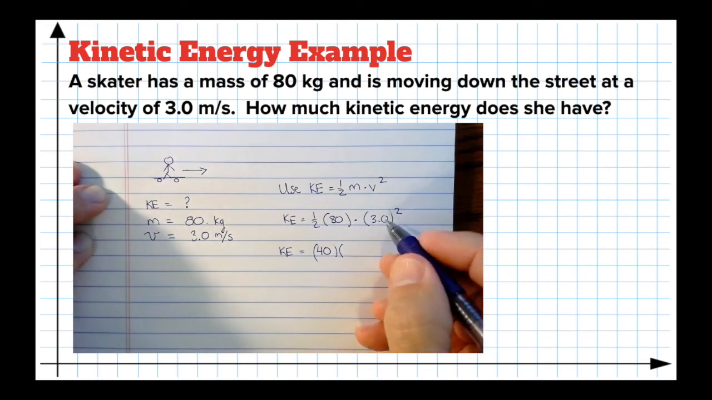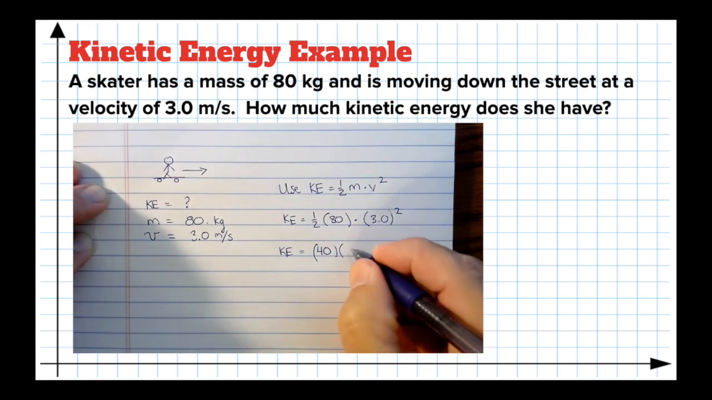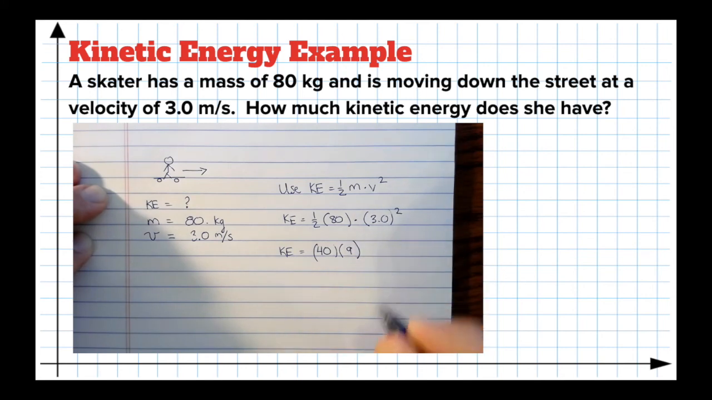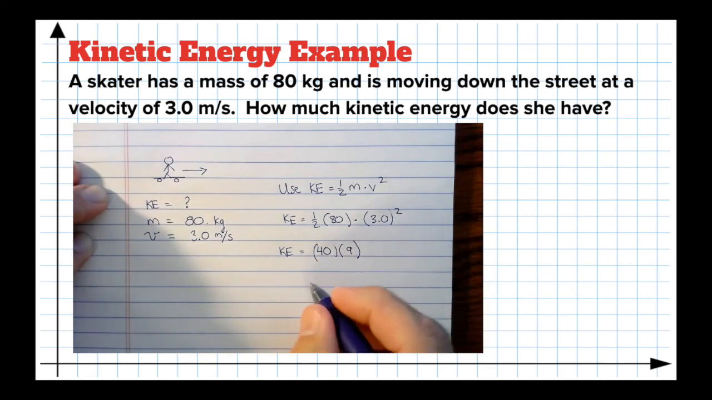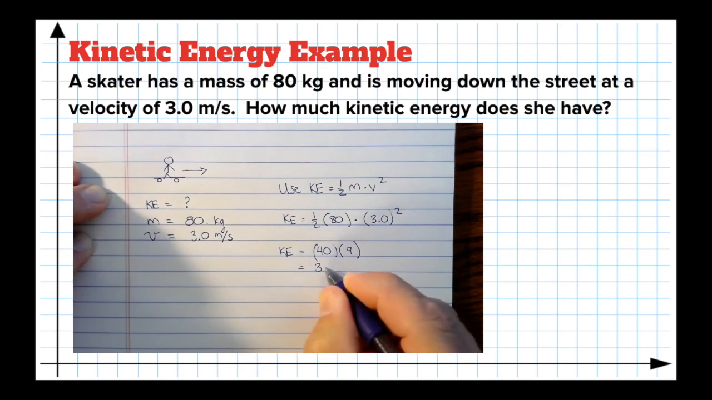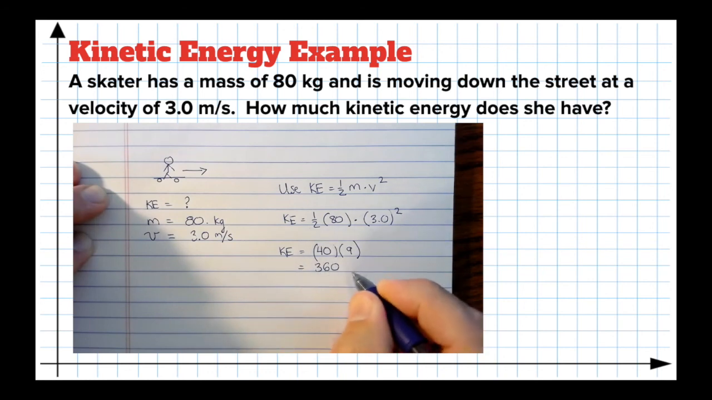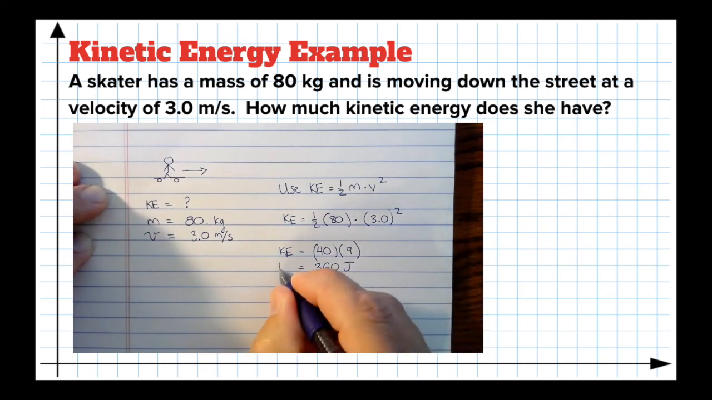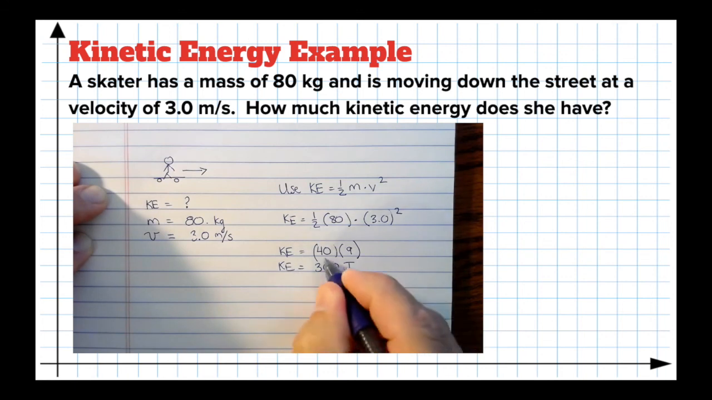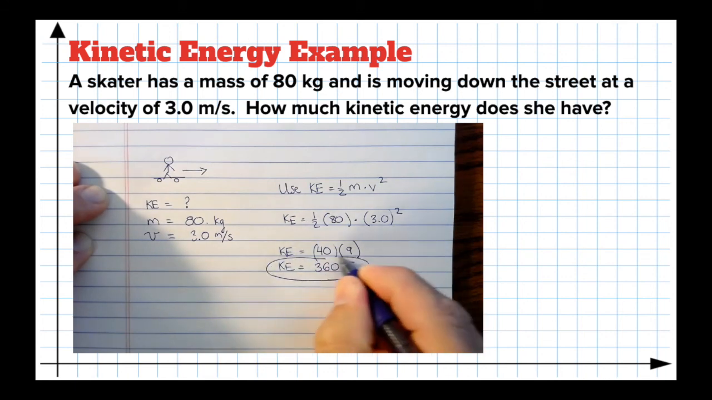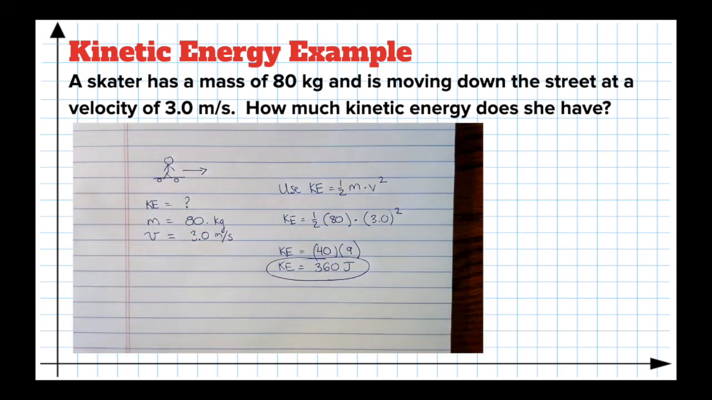So remember, squared means times itself. So 3 times 3 is 9. So you're going to take 40 times 9, which, when you plug in your calculator, is 360. And since this is energy, that's going to be in joules. So the kinetic energy of the skater is 360 joules. All right? You see how I solved that problem? So you can use that as an example. To find the kinetic energy, you got to take 1/2 the mass times the velocity squared.